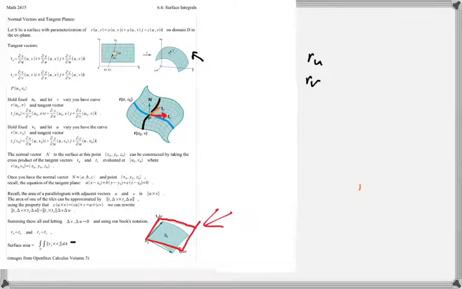Summing these all up and letting delta v and delta u go to 0, and using our book's notation, r sub u, the tangent in the direction of u, equals T sub u, and r sub v equals T sub v. Our surface area formula adds up all these tiles and lets delta v and delta u go to 0, giving better and better approximation. So your surface area is a double integral over the region D of the magnitude of the cross product of r sub u cross r sub v. Your book might use T sub u and T sub v instead.